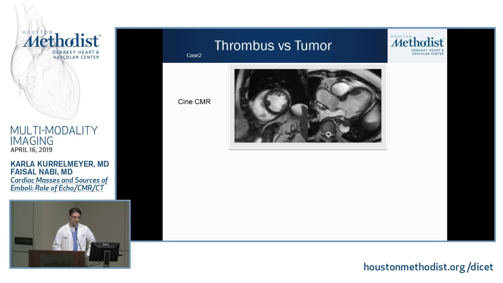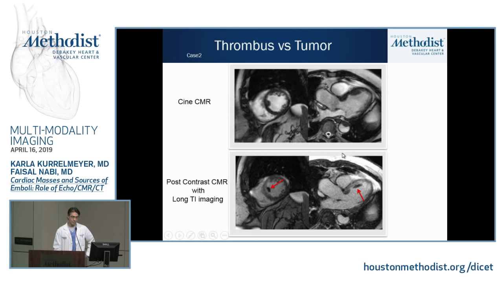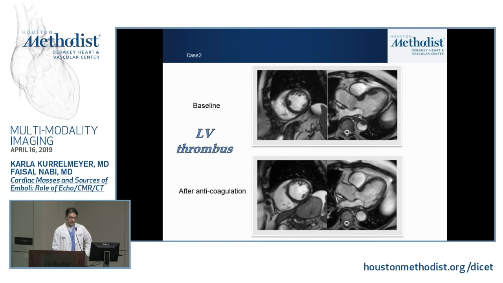Okay, and here's another example. This was a mass that was seen on this heart here in the anteroseptal wall. You can see it's pedunculated. It's just sitting there nicely. Is this normal myocardium or is this a mass? You do your long TI imaging, and it is very clear what this is. You can see the clear differentiation from the surrounding myocardium. This is thrombus. It's jet black on these images. And to further prove this to you, this patient was anticoagulated, and you can see this mass is completely resolved.